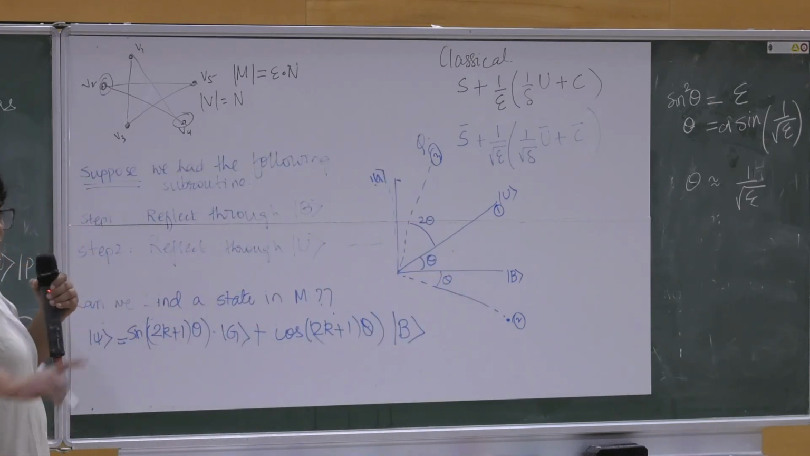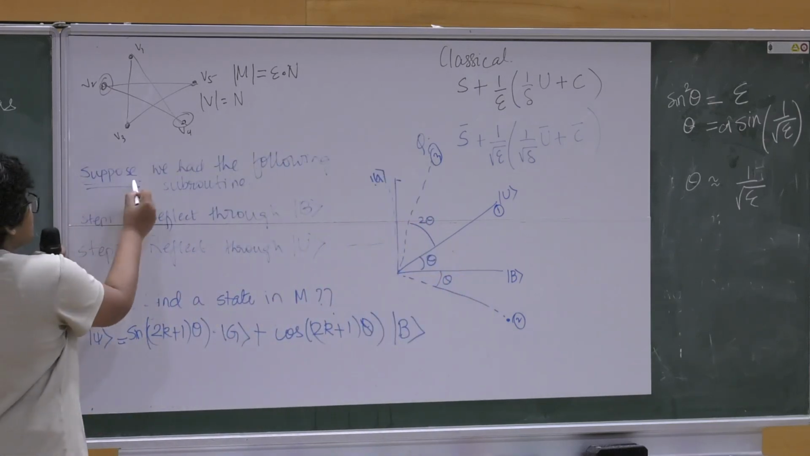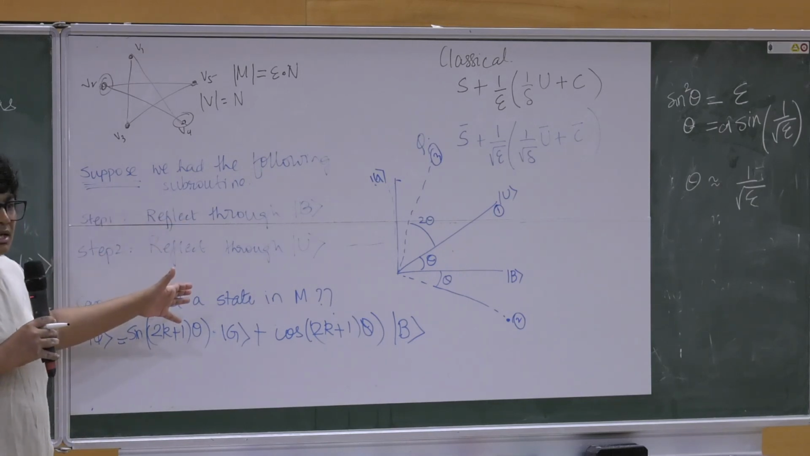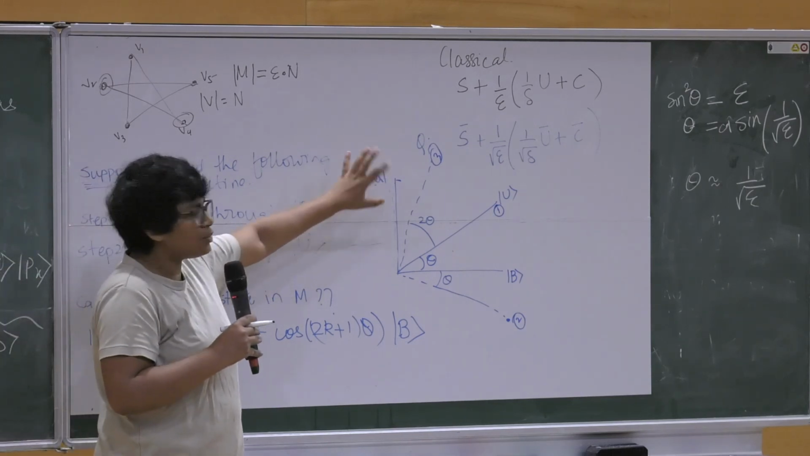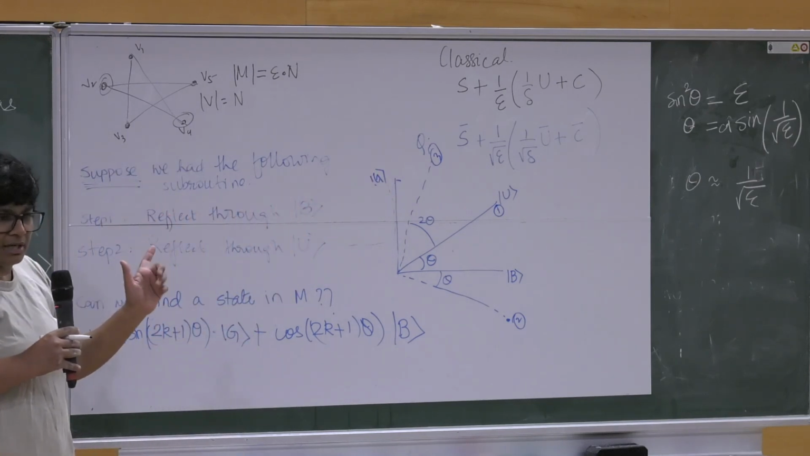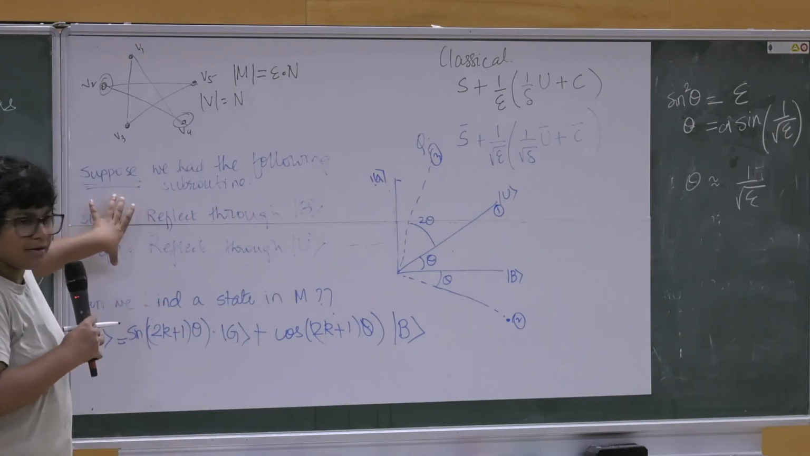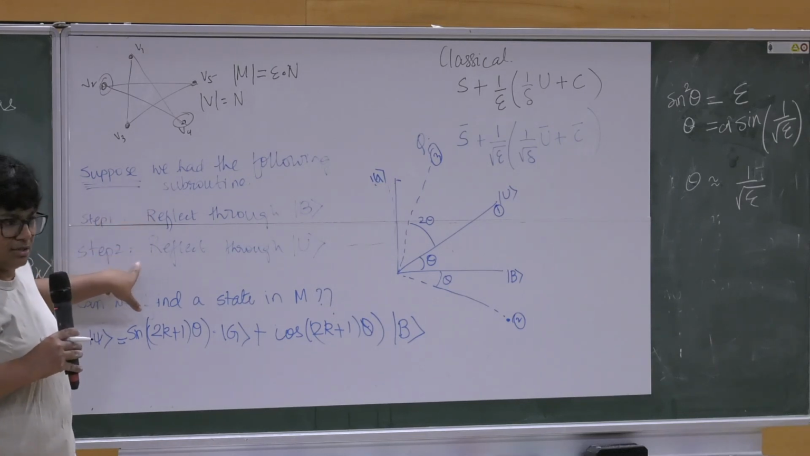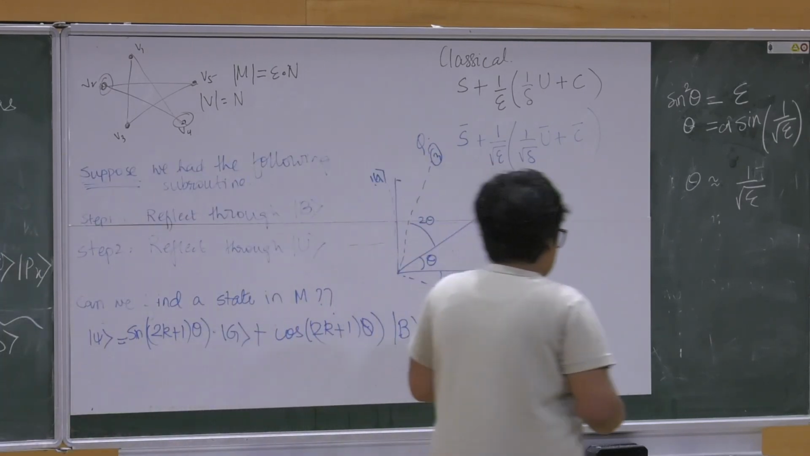Now, as I promised, I still have to clarify the suppose part, right? I said if we had a procedure like this, then in 1 over root epsilon times we can almost reach the good state, right? But that relies on me having this procedure. And I'm now going to tell you that yes, we do have this procedure. But it's going to take a little time.